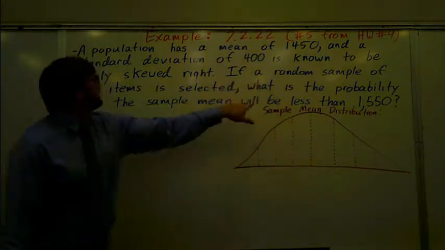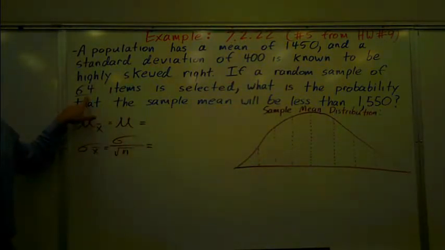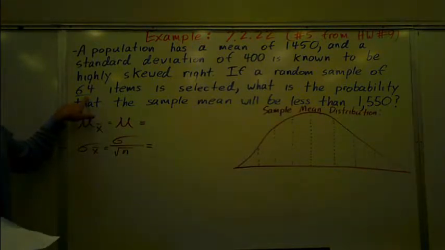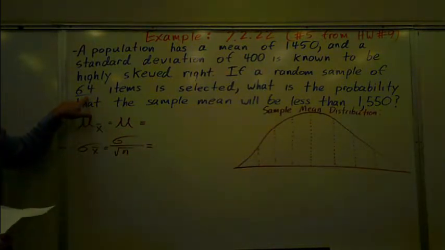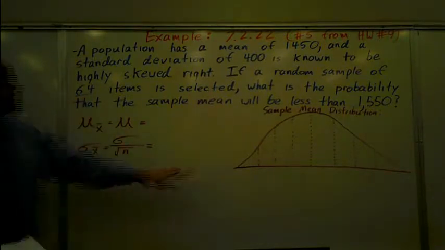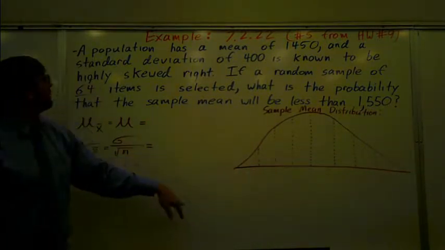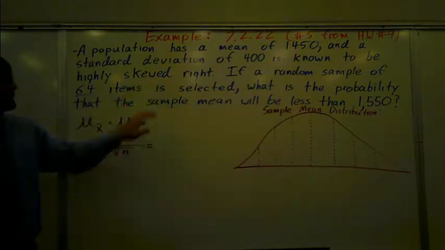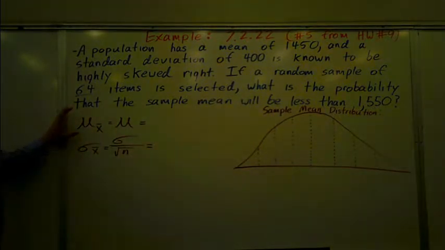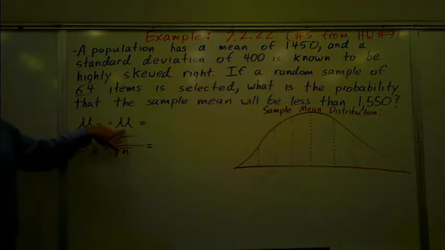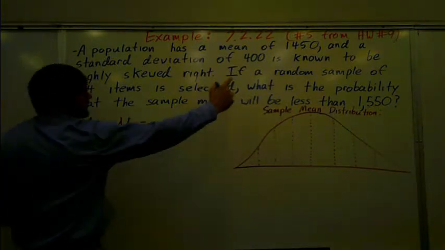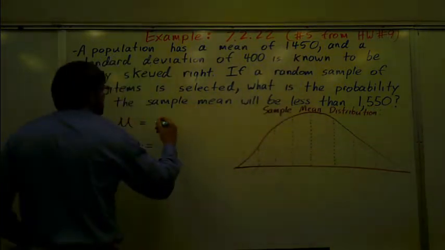Alright, so the whole key to this problem is that, although the original distribution is skewed right, because we're taking a random sample of 64 items, which is greater than 30, the central limit theorem applies, and then that is going to follow a normal distribution, or a distribution that looks like that, rather than one that's skewed to the right. So, also then, these conditions hold true. The mean of our sample means is also going to equal the population mean, which is going to be 1,450.